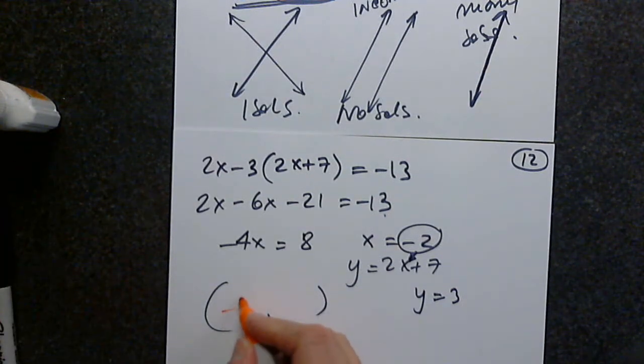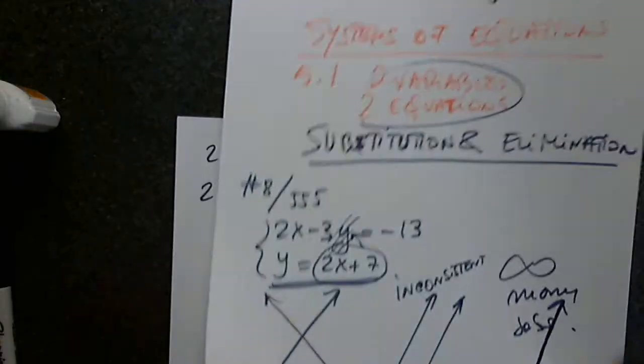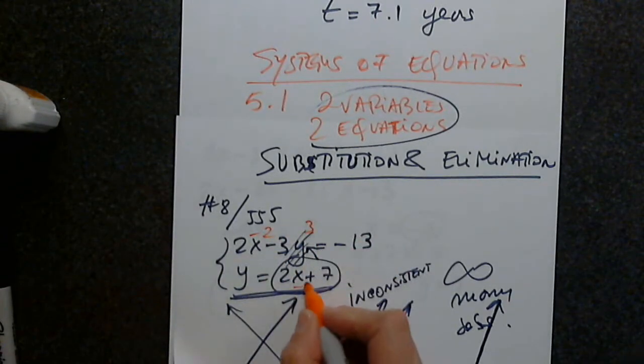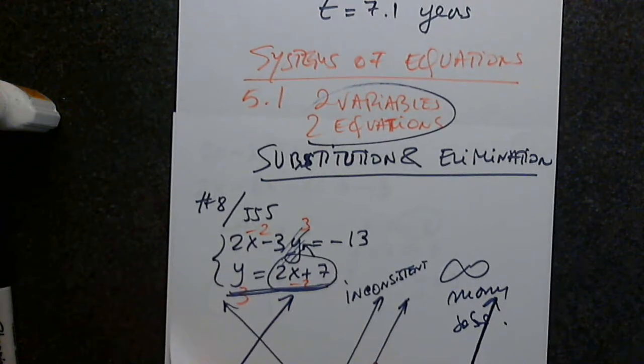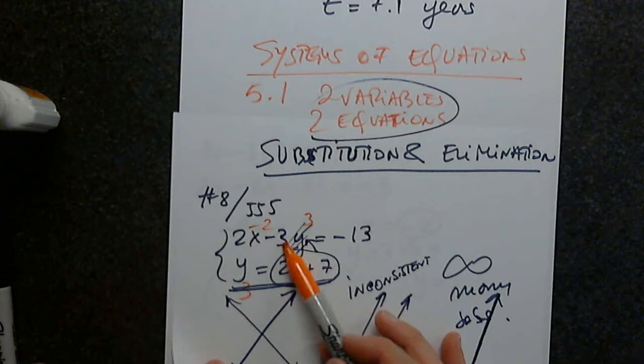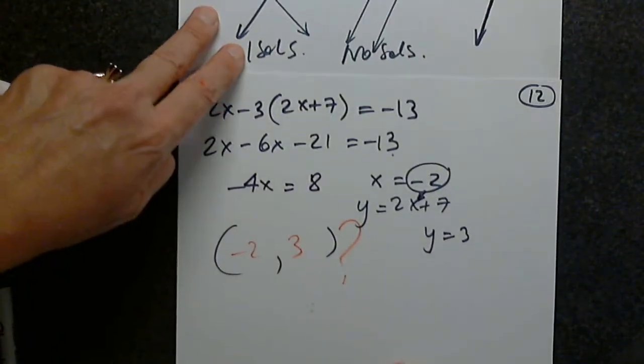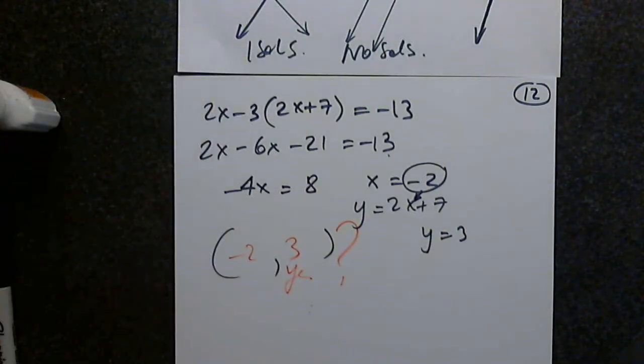So we claim that the solution is negative 2 comma 3. Am I certain? Not yet. I have to go back with negative 2 and 3 and see if I get both equations to work. Negative 4 minus 9 is negative 13, yes. Negative 4 plus 7 is 3, yes. Only now I can say yes. I don't need anyone to tell me anything. I know for sure this is the solution and no one can find another. Any questions?